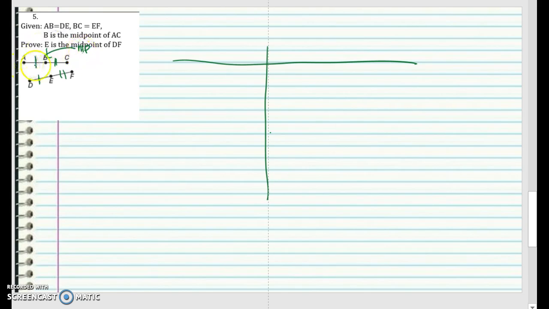So if this is a midpoint, that means that AB and BC are also the same, which kind of means in turn that everything is going to eventually end up being the same in this picture. So let's start writing again. AB equals DE and BC equals EF. And then B is a midpoint of AC. All of those are given.